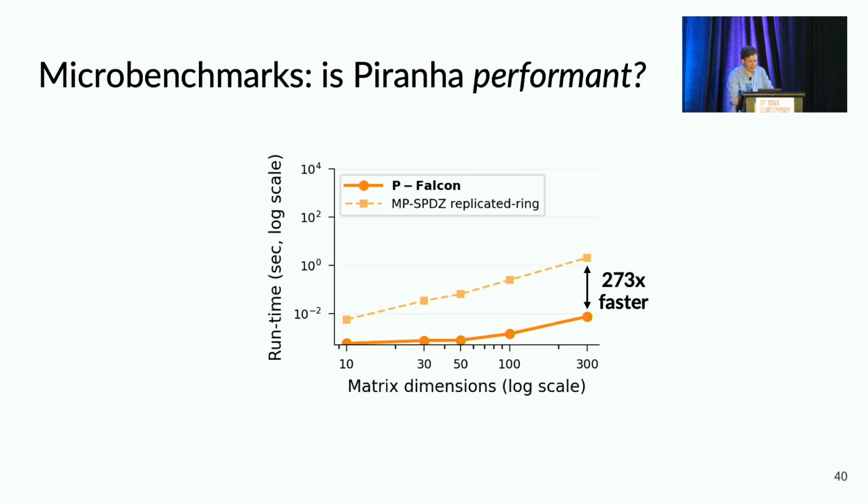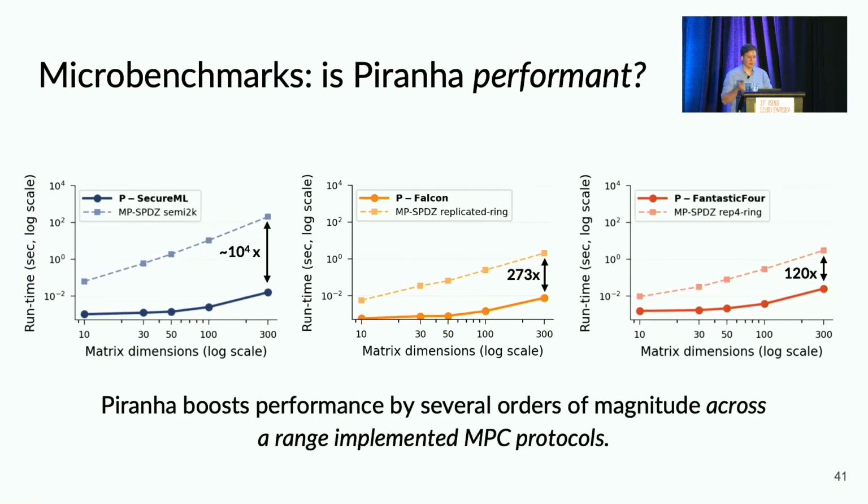So looking directly at individual operations like matrix multiplication, we compare Piranha's performance to exactly the same protocol implemented in MP-SPDZ on the CPU. And we demonstrate 273 times improvement at relatively large dimensions for a 3-party protocol. And it's not just this one protocol. Among all our protocols, Piranha shows orders of magnitude improvement in performance. It's not particularly surprising that GPU makes the computation faster, but what is really important to point out is that generality in this case did not come with a performance penalty.